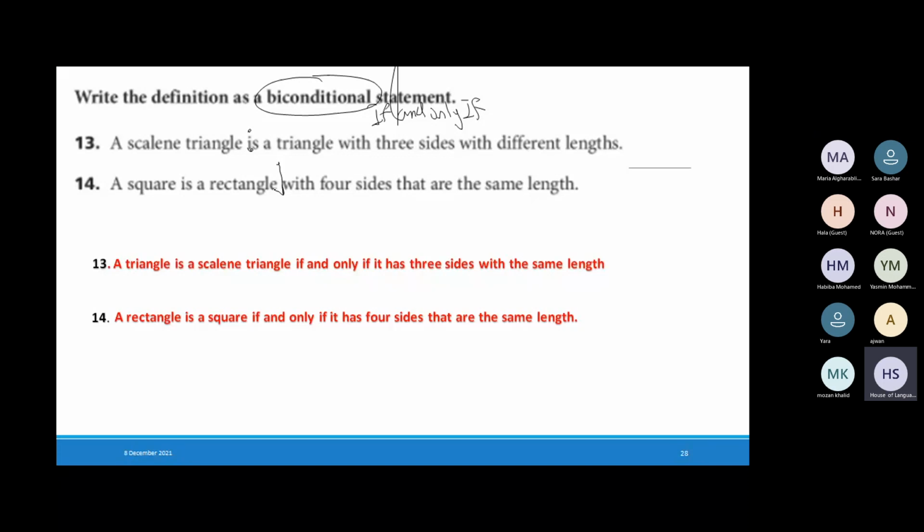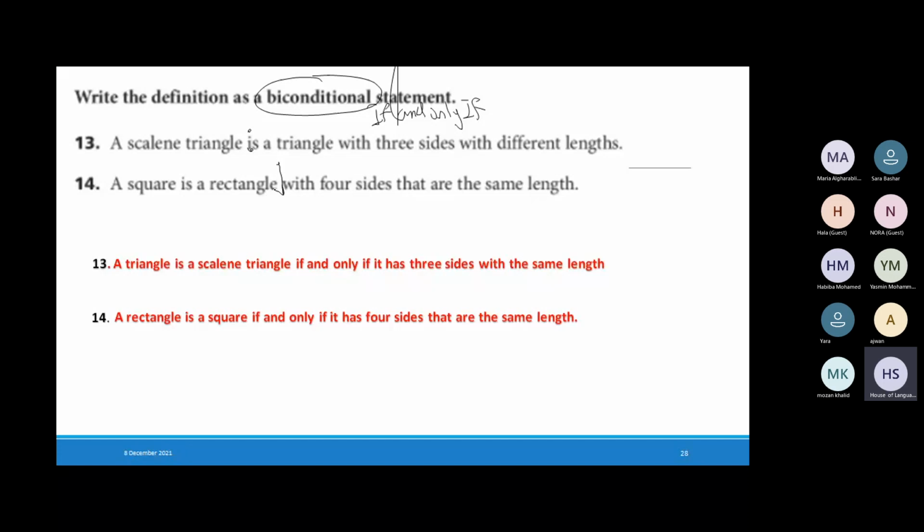Now here, just make a statement. Put triangle at the beginning. It should be something that makes sense in English. Got it now? Is there anyone who didn't understand? A line is perpendicular if and only if.